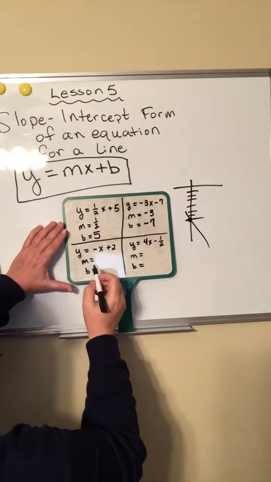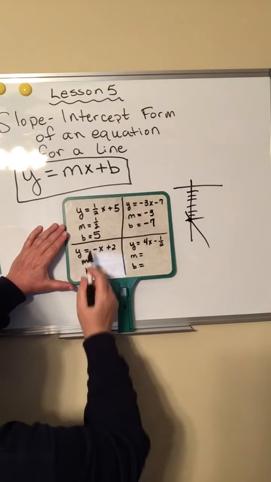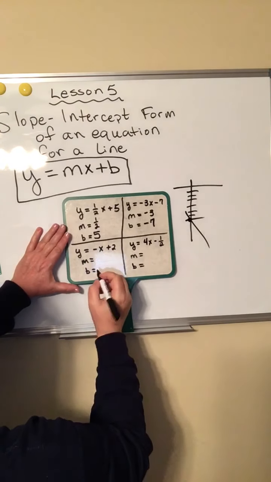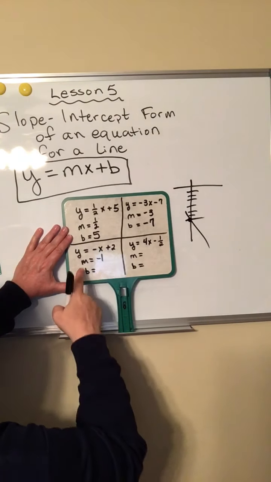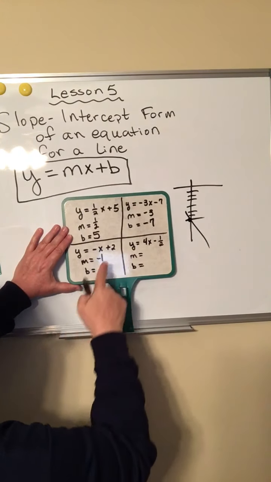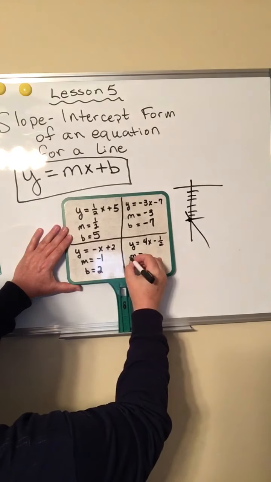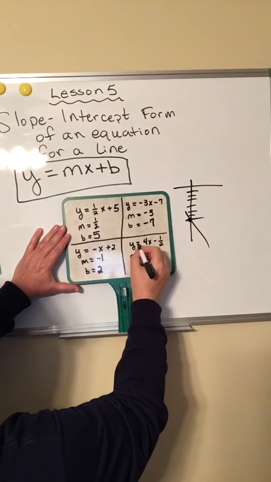Okay, the next one. Y equals, there is no number there. There's just a negative sign. Well, you know there's a number there. It's a negative what? Invisible number 1. So the slope on this one is going to be -1, and then the b is going to be 2. How about for this one? The slope on this one, y equals m.